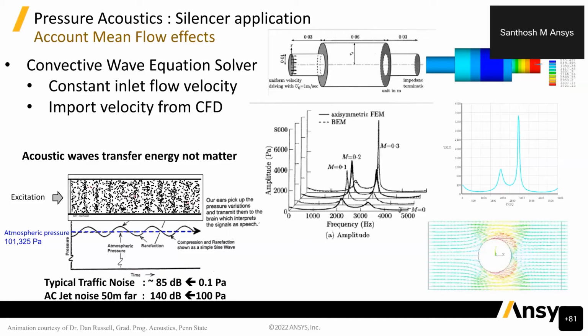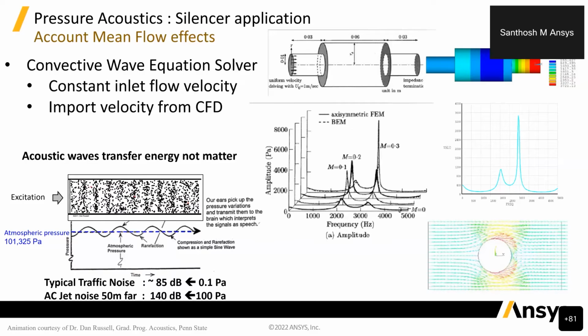Normally, the normal atmospheric pressure is approximately 101 kilopascal. But this small fluctuation is what we call acoustic pressure. The traffic noise that we hear is typically around 85 dB. To produce this 85 dB, a small fluctuation of 0.1 Pascal is enough.